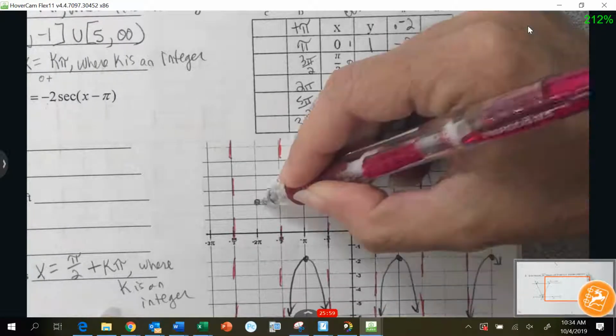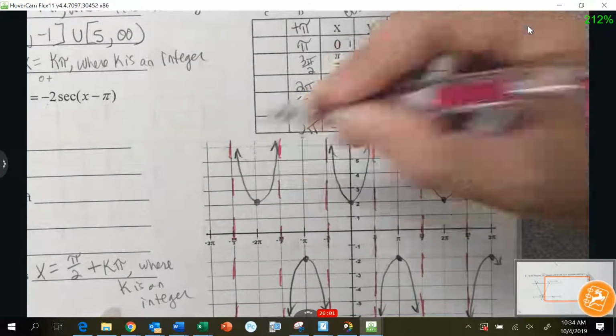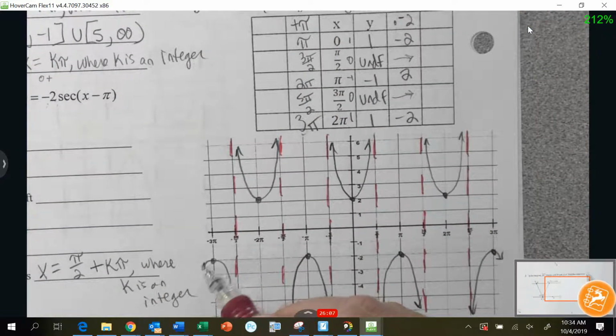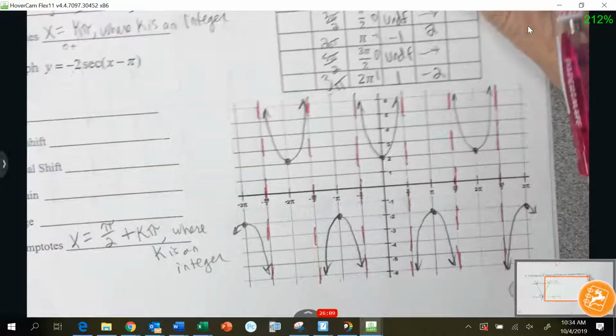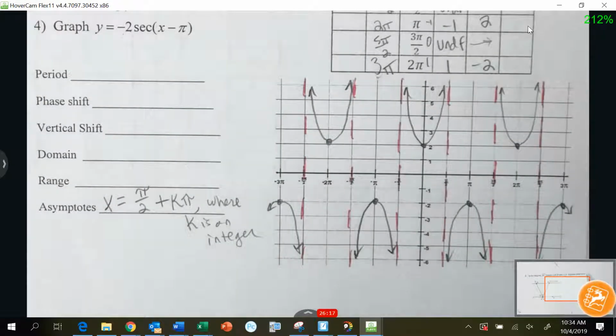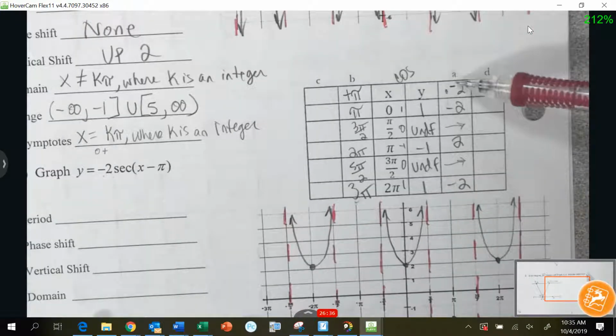Question? Anybody have a question? We will start at 2 pi and we'll use a horizontal stretch or shrink. Did we have one question? Was there a reflection in that? Yeah, the reflection came from me multiplying by -2.